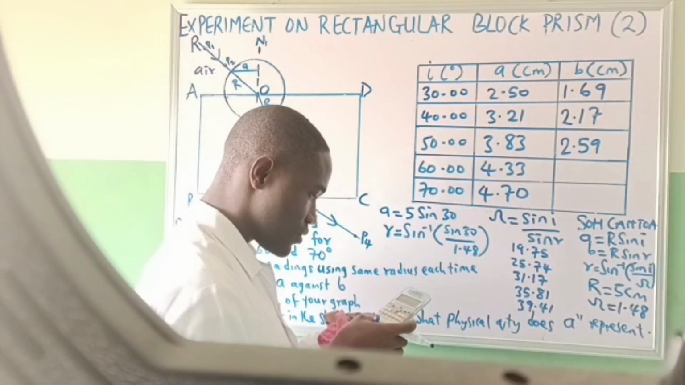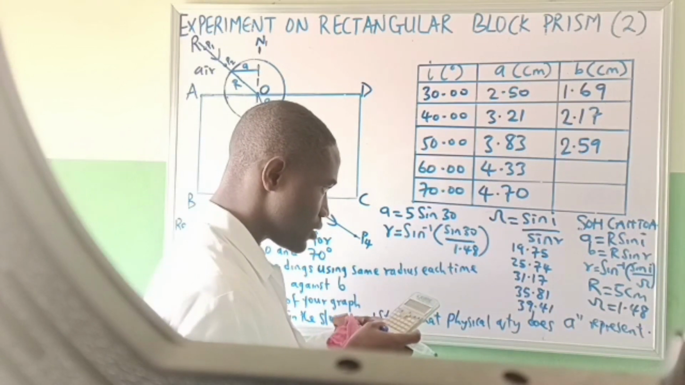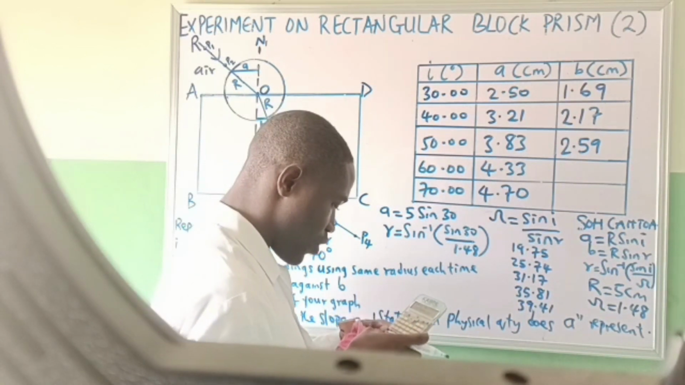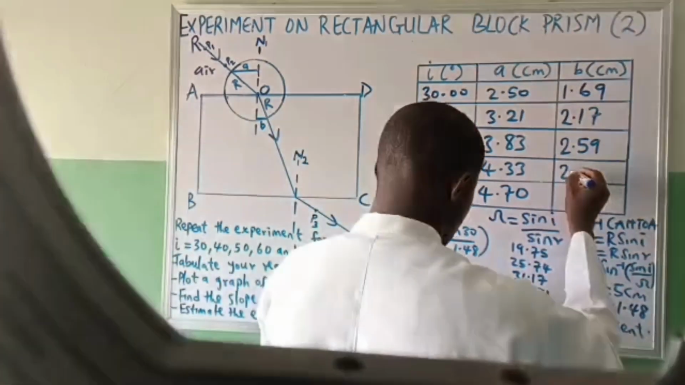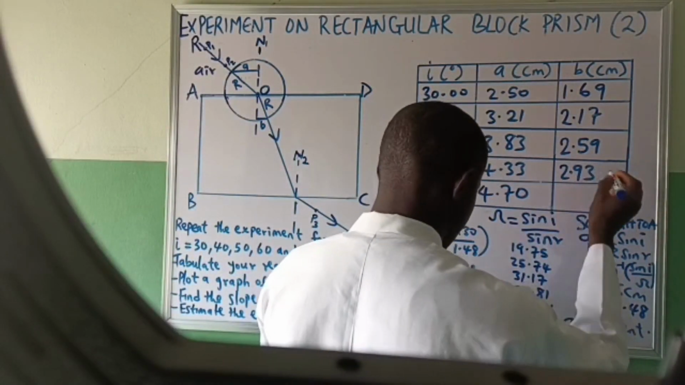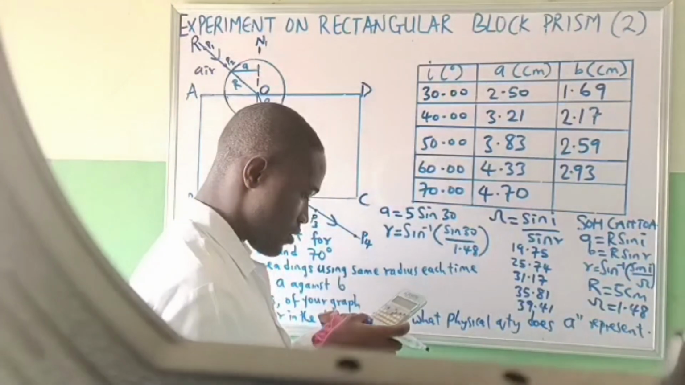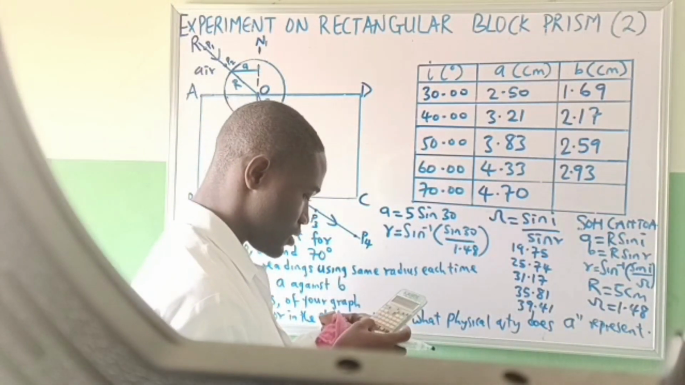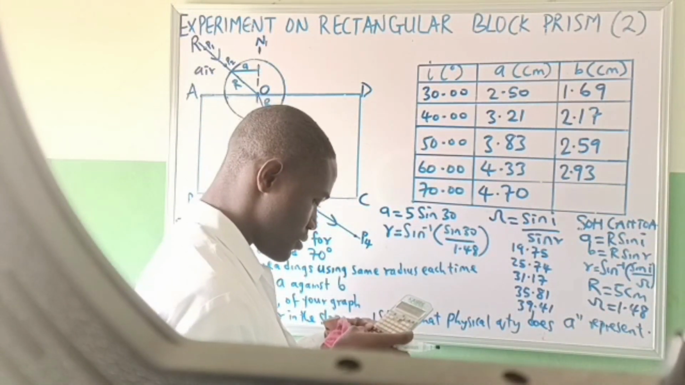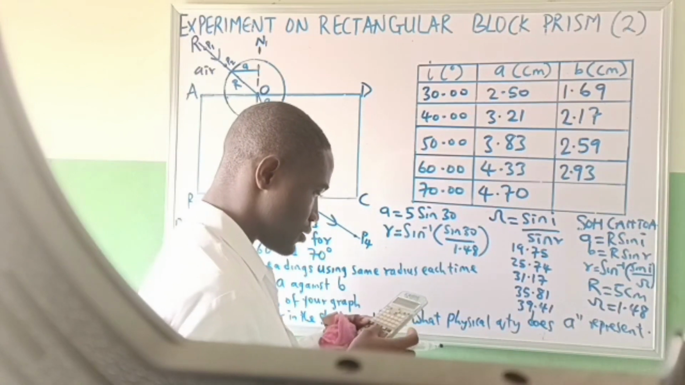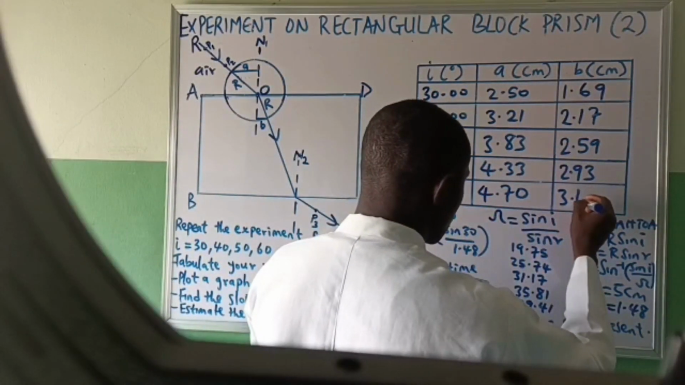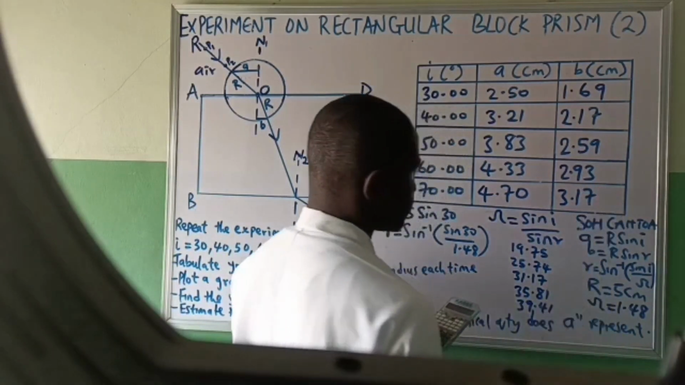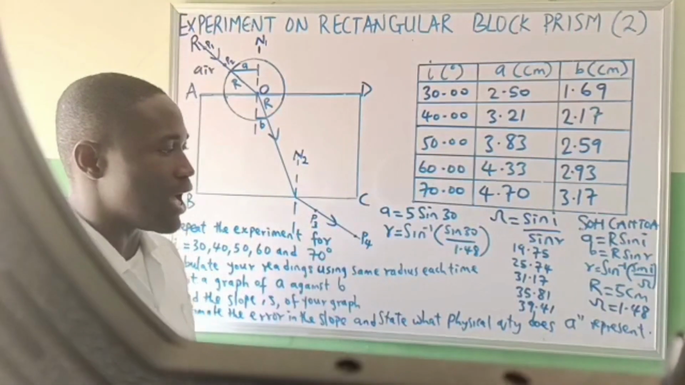5 sine 35.81 is 2.93. 5 sine 39.41 is 3.17. So we have gotten our answer.